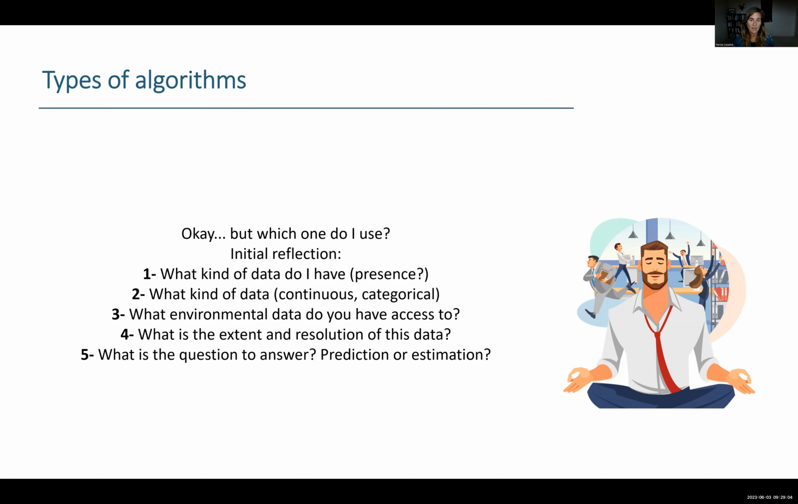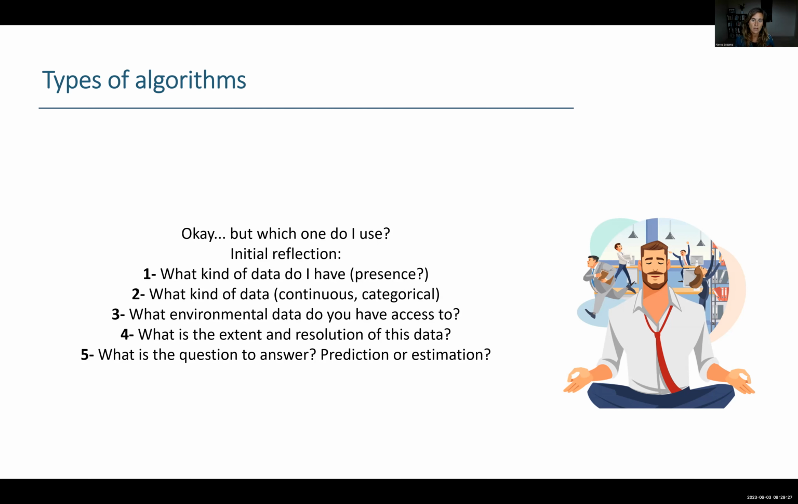Which kind of data do I have? I have presence, then I need to create a pseudo absence. If I have presence and absence from fisheries, it's okay. I don't need to do anything else. Which kind of environmental data do I have? Continuous, categorical, what is the resolution of this data and how can I obtain it from the different databases? And what is the question to answer?